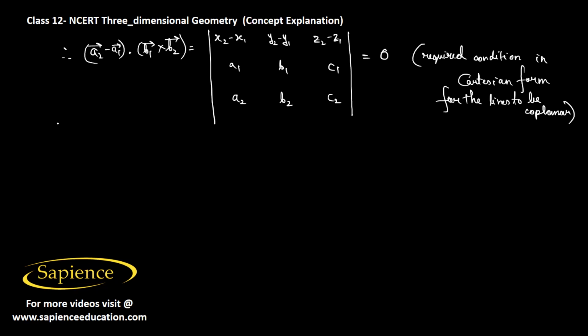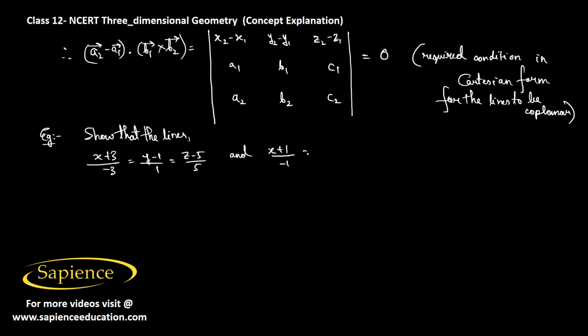So, for example, we can solve one example based on this coplanarity of two lines. Suppose the question asks: show that the lines (x plus 3) by minus 3 equals (y minus 1) by 1 equals (z minus 5) by 5, and (x plus 1) by minus 1 equals (y minus 2) by 2 equals (z minus 5) by 5 are coplanar. So this we have to show. Let's say the first is the line L1 and the second is the line L2.